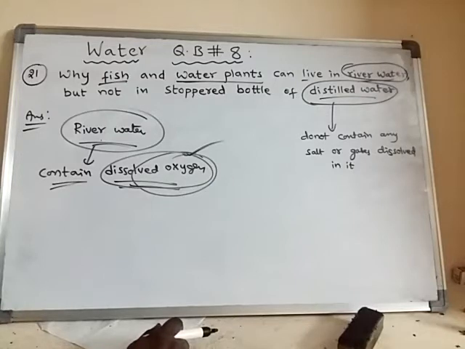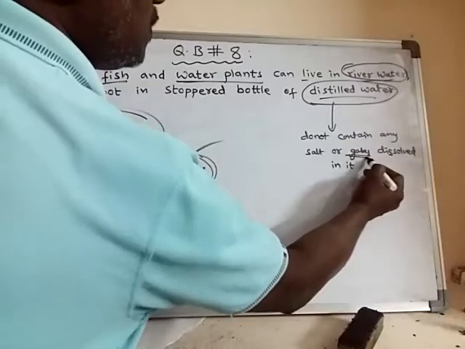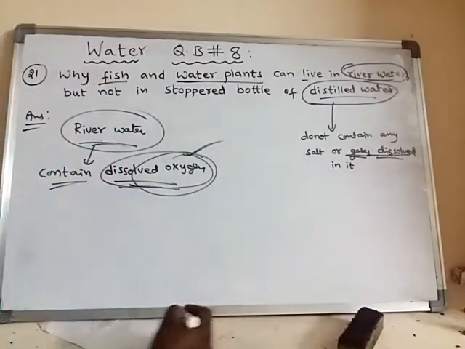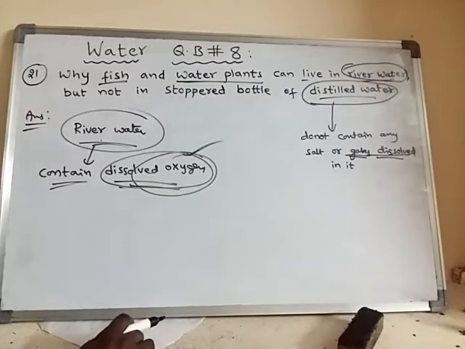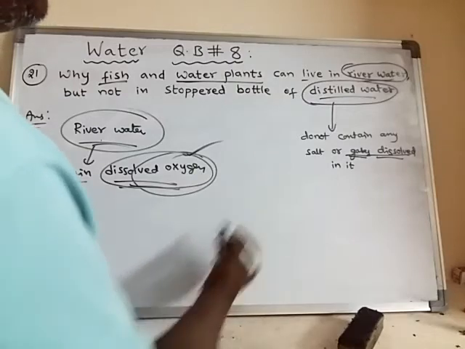But distilled water does not contain any dissolved oxygen. It does not contain any gases dissolved in it. Hence, oxygen is also not dissolved in distilled water. So, without oxygen, the fish and water plants cannot survive. They die in distilled water for want of oxygen.